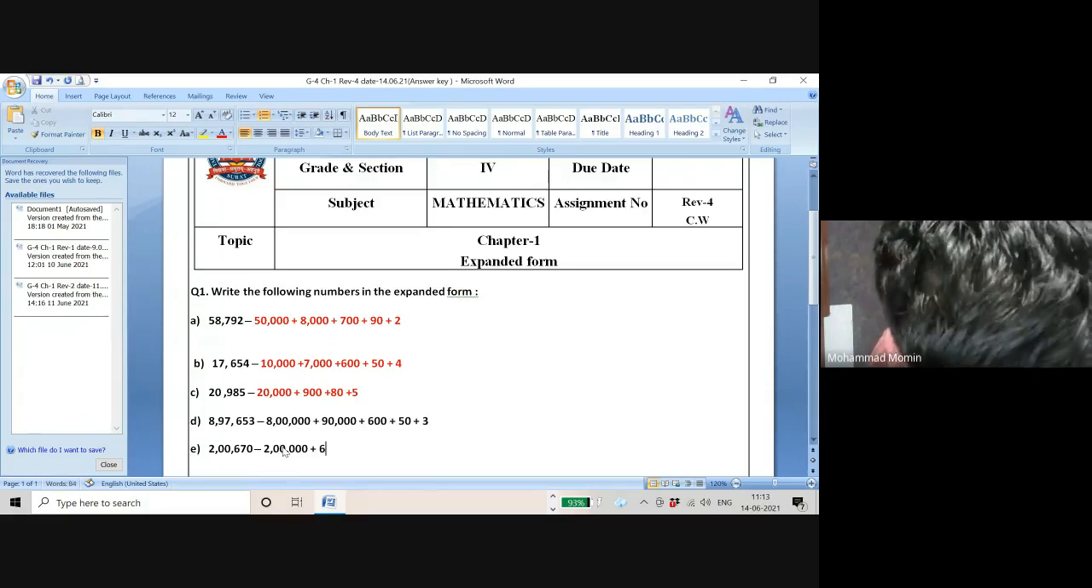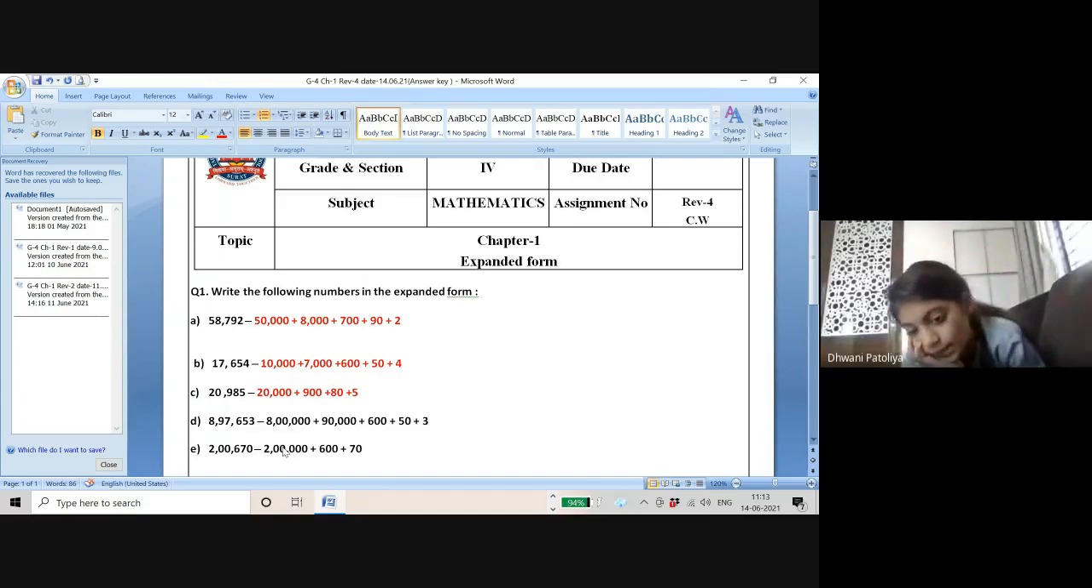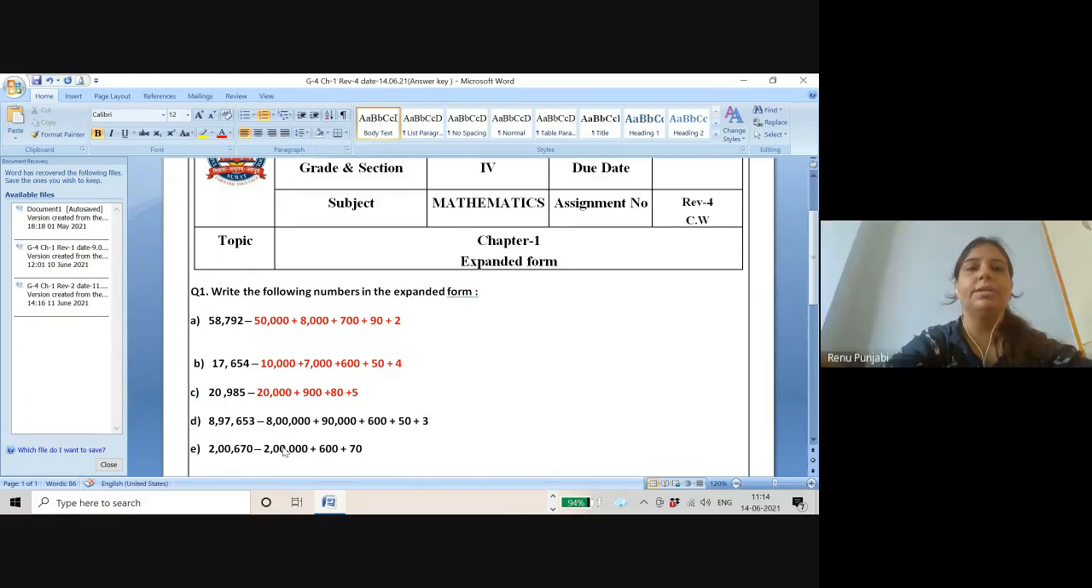600 plus 70 plus 0 plus 0. If you write 0 or if you skip 0, your answer is right either way. If you write this much also, your answer is right. But always remember the place value of 0 is 0. It is understood from here only that it is 2,670,000. Got it, Mohammed Momin? Everyone got it? How it is done?